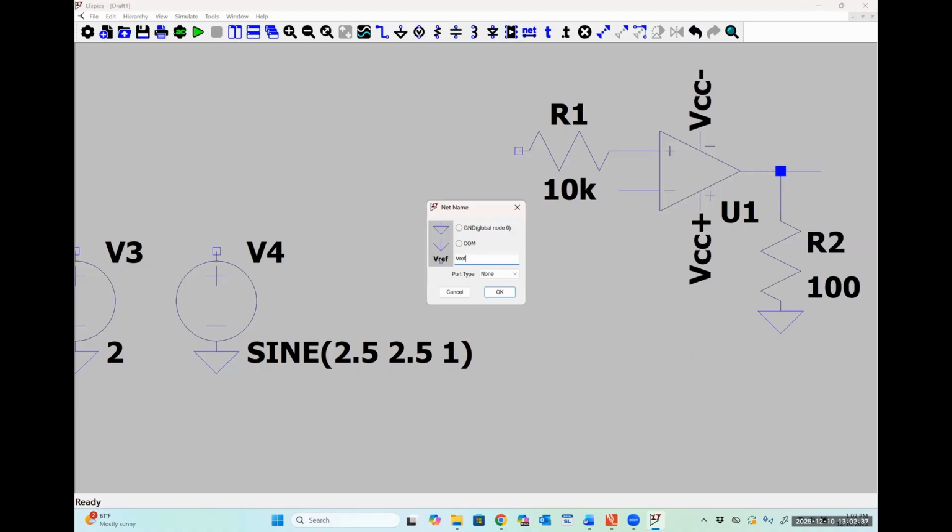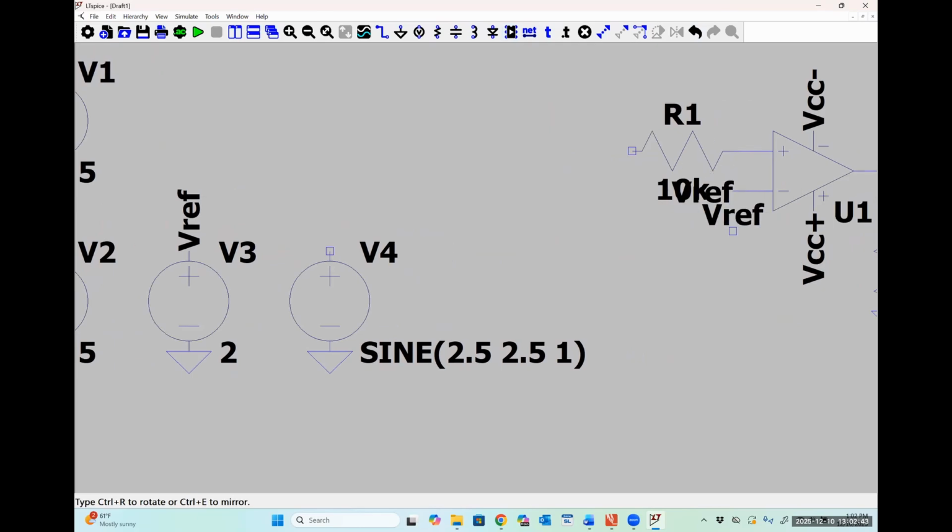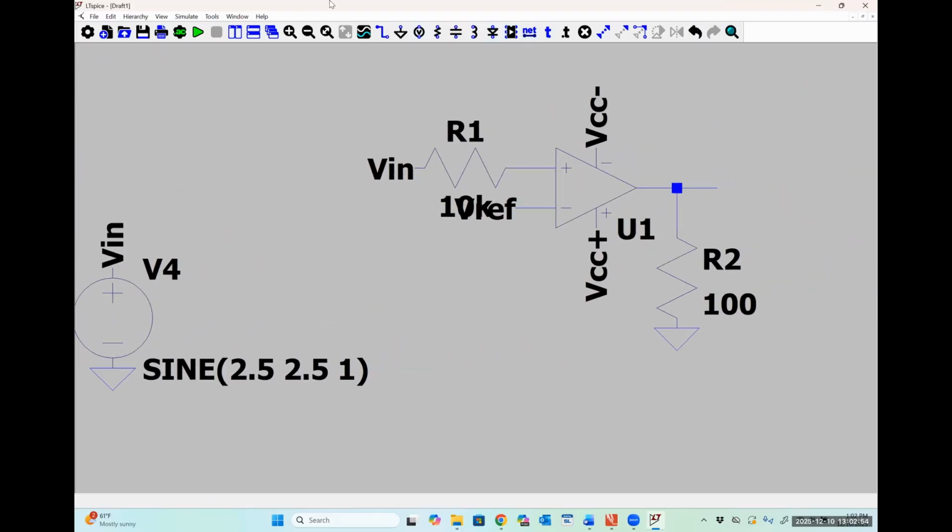Let's see, I'm going to do one for VREF. So put it here and here. I'm going to do one for VN here and here. And lastly, I'm going to do one for V out.